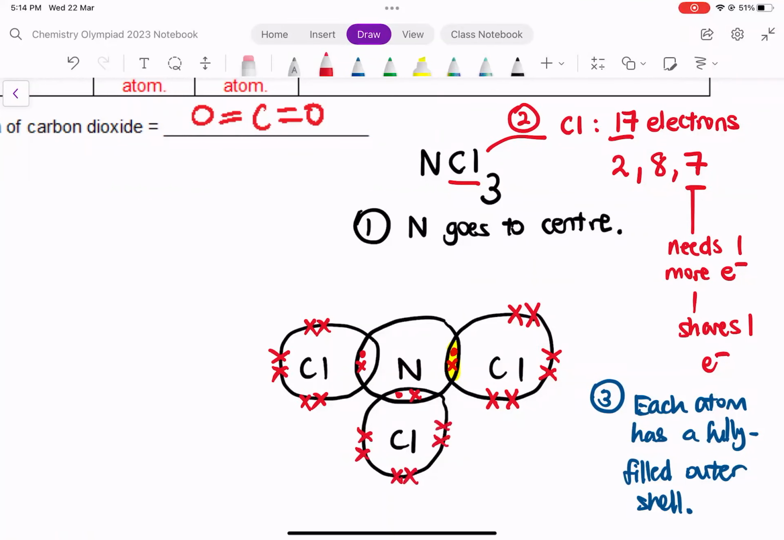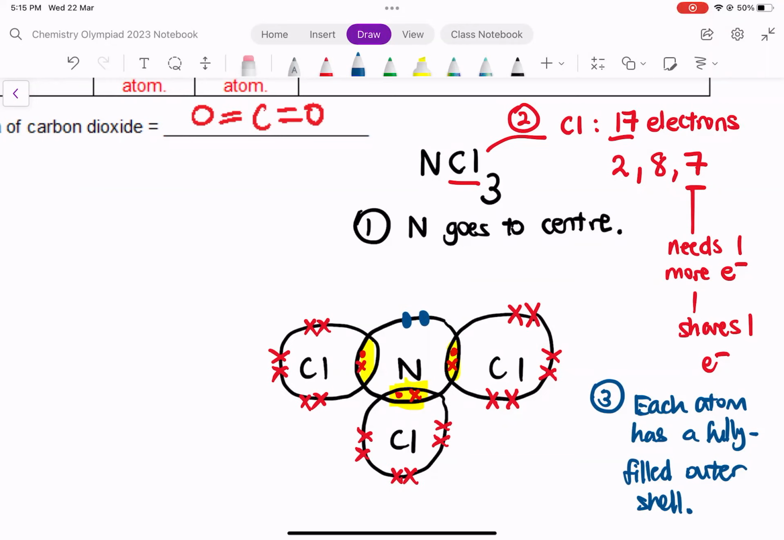So I have to draw 6 more electrons for each chlorine in its valence shell. But is that the only thing? We also need to consider nitrogen, which is at the center. I have 2, 4, 6 shared electrons in total. This means that nitrogen still needs 2 more on the outside of it in its valence shell.